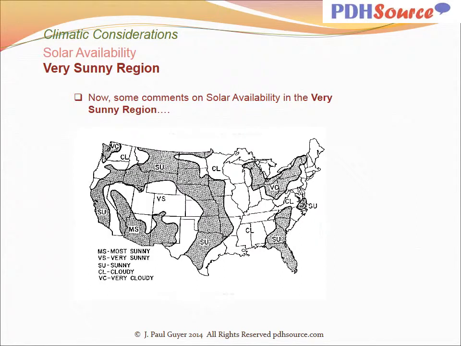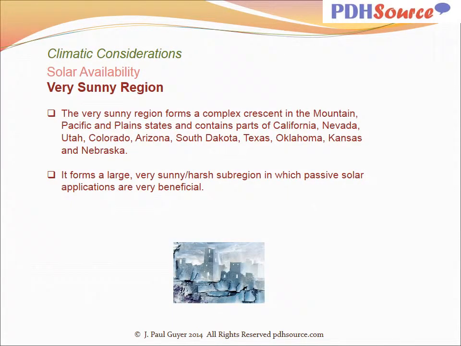Now some comments on solar availability in the very sunny region. The very sunny region forms a complex crescent in the mountain, Pacific, and Plains states and contains parts of California, Nevada, Utah, Colorado, Arizona, South Dakota, Texas, Oklahoma, Kansas, and Nebraska. It forms a large, very sunny, harsh subregion in which passive solar applications are very beneficial.